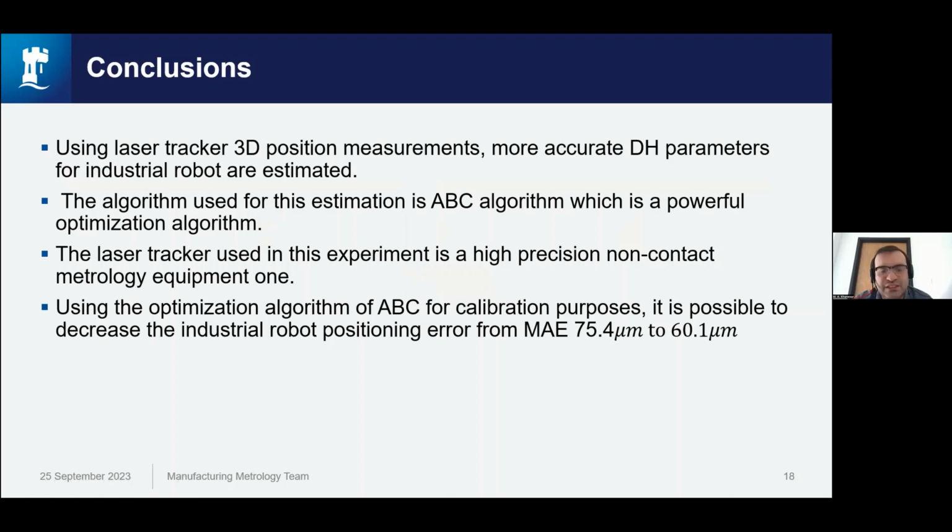So in conclusion, what we have done in this project, we have used the laser tracker to do 3D position measurement. Using these measurements from the laser tracker, it is possible to find more accurate DH parameters for the industrial robot. The optimization algorithm which we have used in this project is ABC, artificial bee colony algorithm, and using this optimization, it is possible to reduce the mean absolute error from 75.4 micrometers to 60.1 micrometers for the test data.